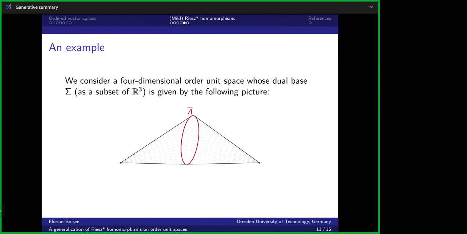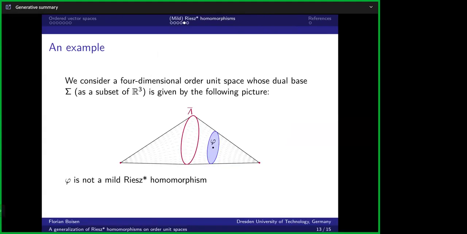Now, how does the lambda bar look like? Well, we have the two extreme points on the far left and on the far right, but we also have the entire circle in the middle. And now let's take some linear functional in the sigma and think about whether this is a multi-star homomorphism. So for example, let's take this functional phi right here, which is somewhere in the middle of this right-hand side cone.